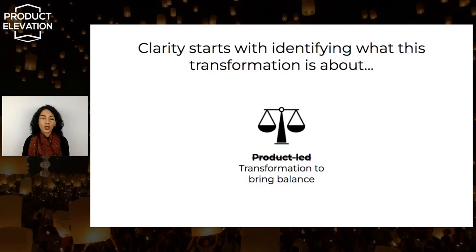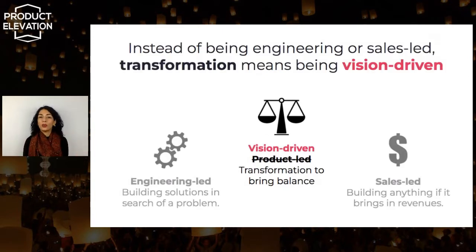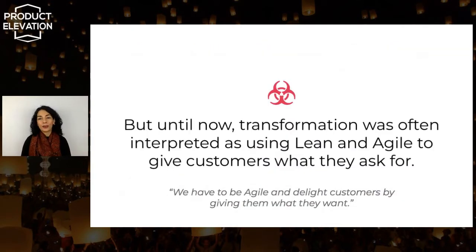What we're trying to achieve, instead of product led, which sometimes sounds like a power grab within the organization, that we're trying to shift power from engineering or sales to product, which is not really the idea. The idea is that we need vision driven transformation, meaning that, instead of being engineering led or sales led, we need to be vision driven. And that's what transformation really means.